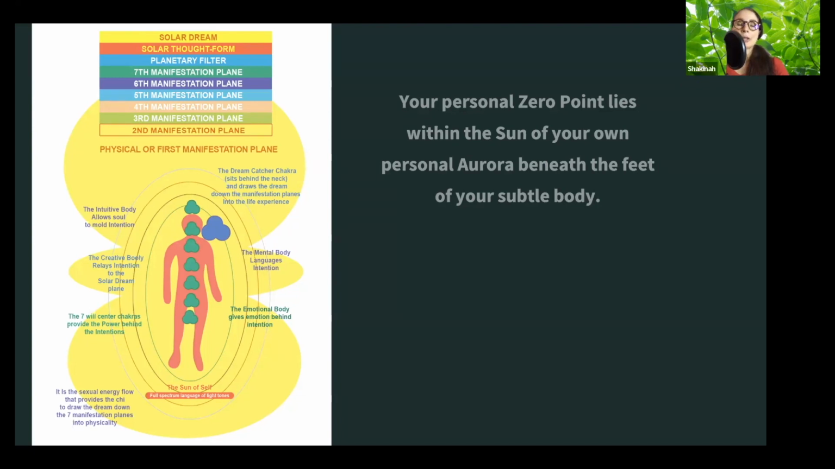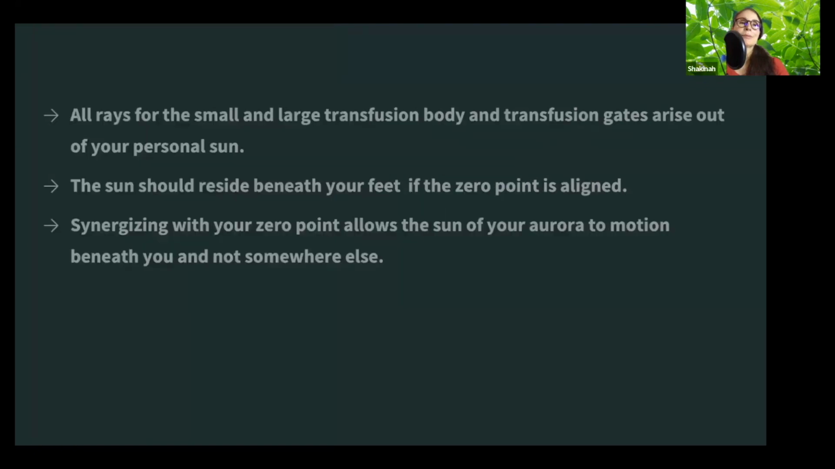At this time during our ascension, the sun of self is at the feet, and the full spectrum of language of light tones are down there as well. All rays for the small and large transfusion body and transfusion gates arise out of your personal sun. The sun should reside beneath your feet if the 0 point is aligned. Synergizing with your 0 point allows the sun of your aurora to motion beneath you and not somewhere else. So, in other words, we want to keep that below our feet and within our own energy field.